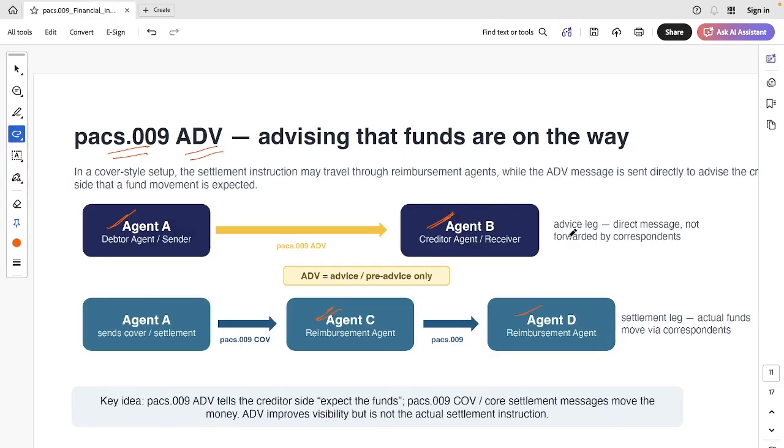So there are two legs, the settlement leg and the advice leg. The settlement leg basically moves the actual funds through the banking chain, and the advice leg informs the creditor side directly. So this helps the creditor side prepare for the incoming payment, reconcile expected funds, and understand the upcoming movement. Similarly, pacs.009 advice does not settle the money. It just advises that the money movement is expected. This is very similar to pacs.008 for the underlying customer payment.